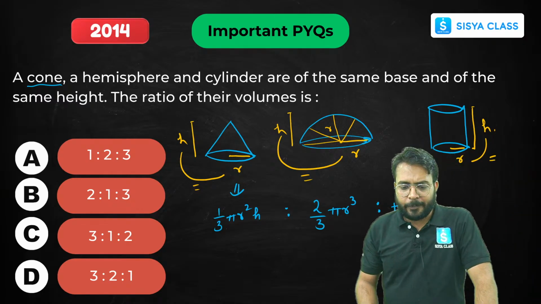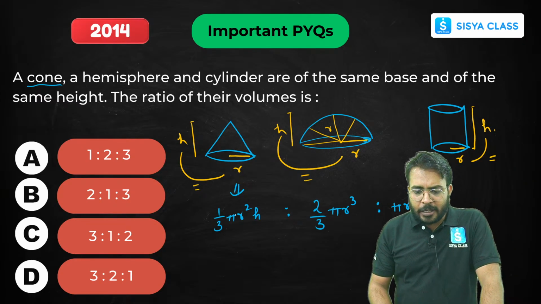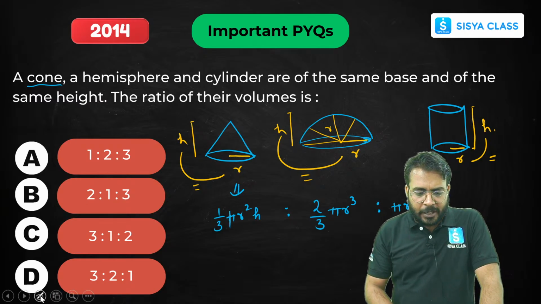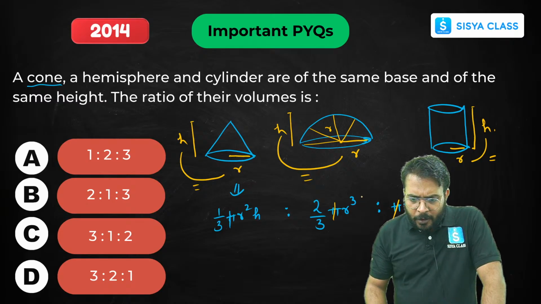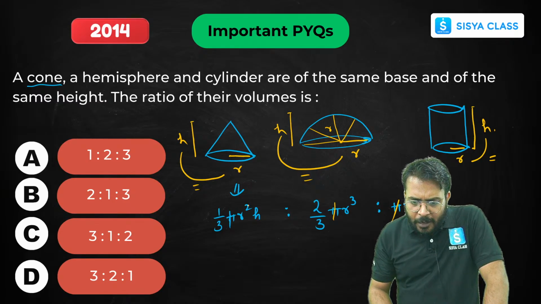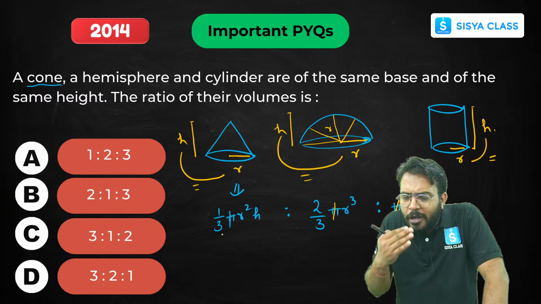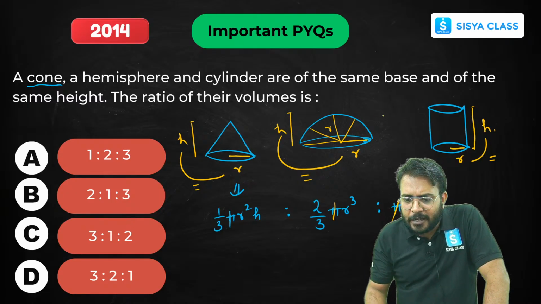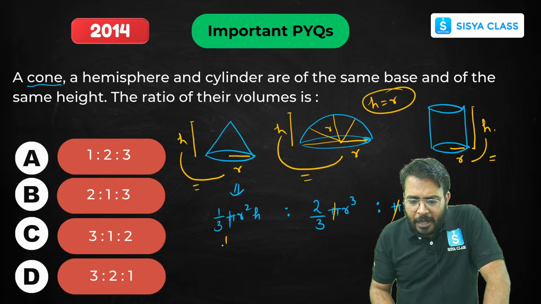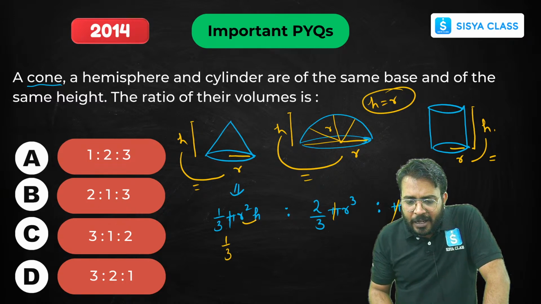Okay. Fine. Now, can we cancel pi? Yes, we can cancel pi and pi. Can we cancel r square? Pi r cube. Okay. Yeah. So here I am having the ratio. Now we know that h and r are the same, right? So here we are having 1/3, and h and r are the same.